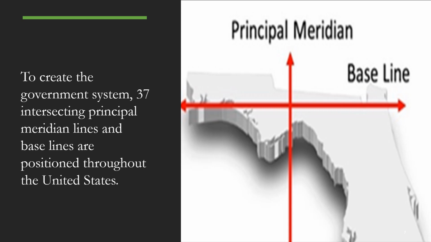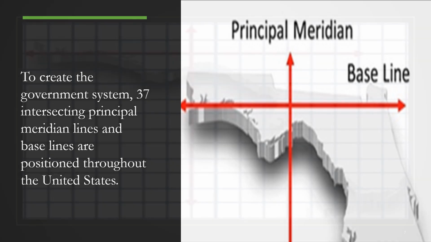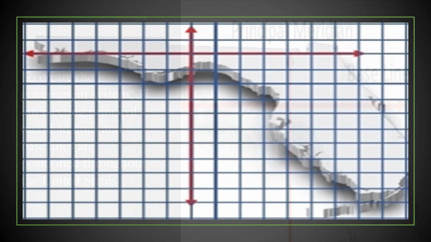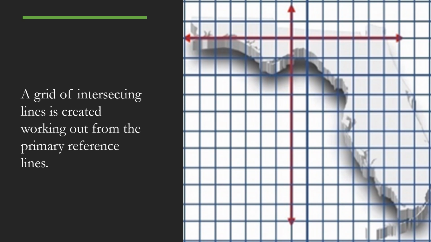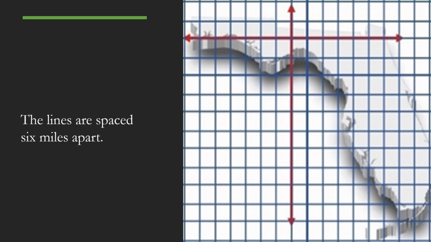To create the government system, 37 intersecting principal meridian lines and baselines are positioned throughout the United States. A grid of intersecting lines is created, working out from the primary reference lines. The lines are spaced 6 miles apart.